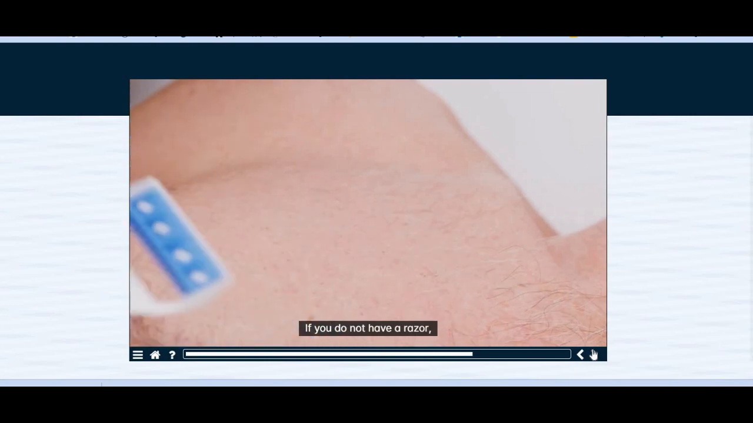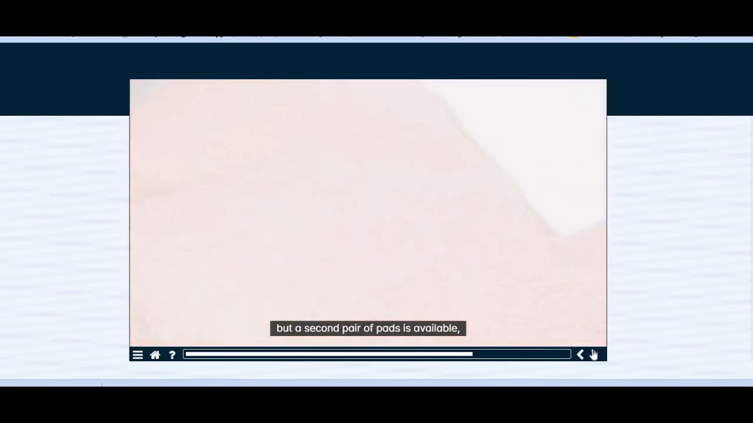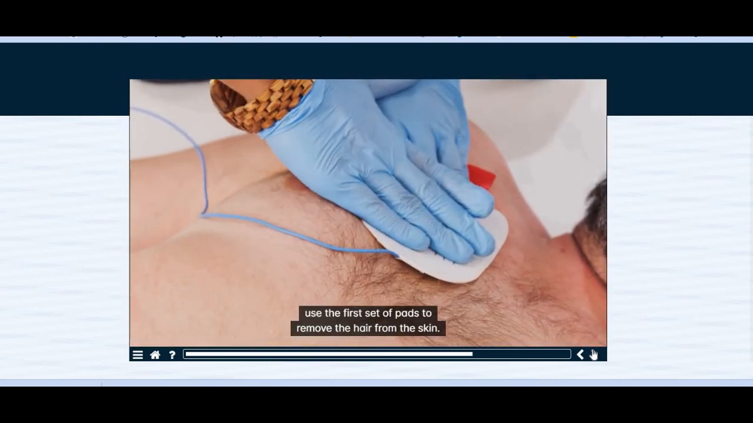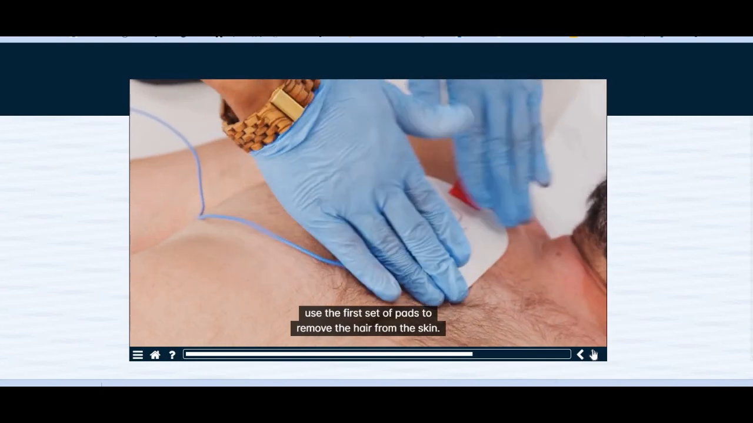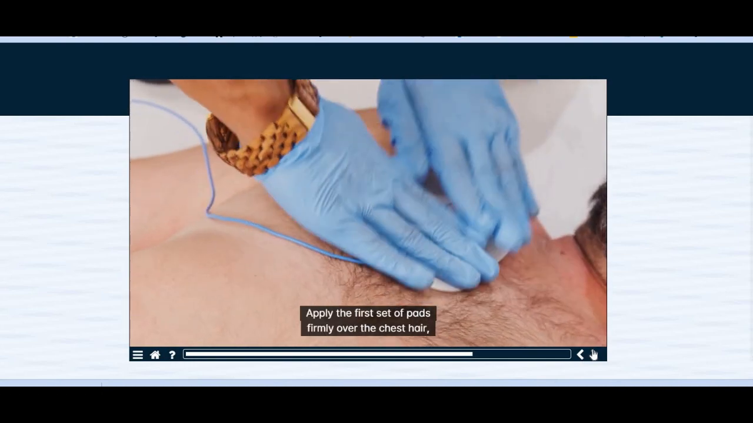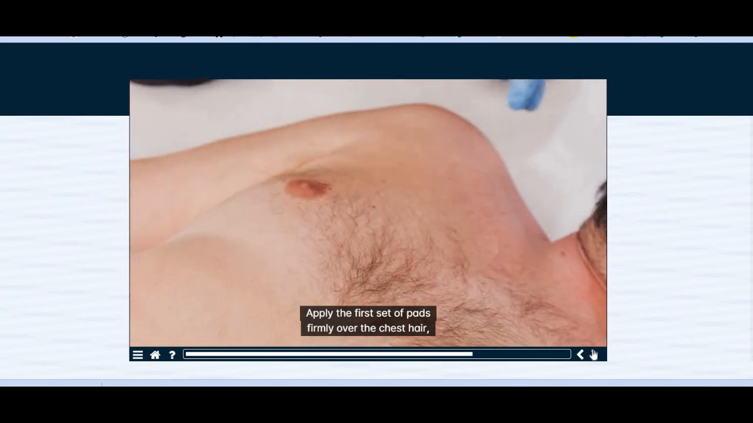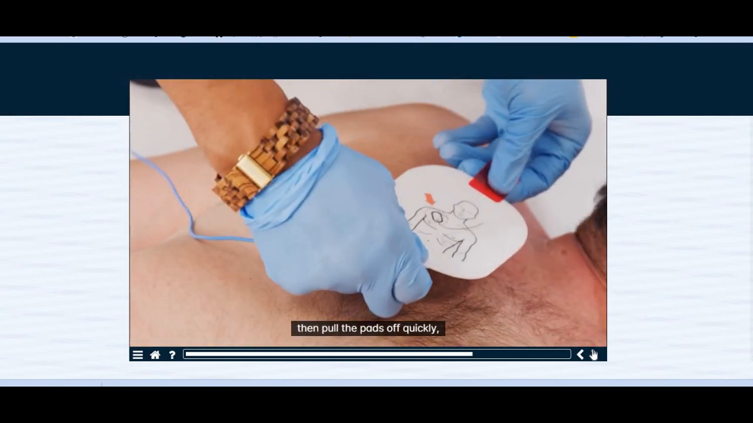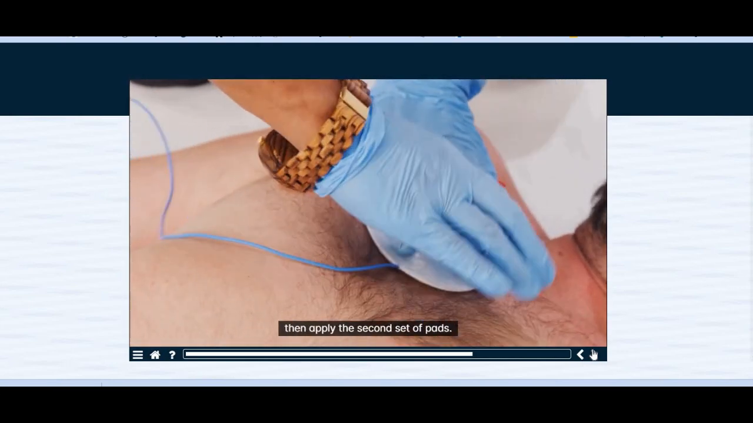If you do not have a razor, but a second pair of pads is available, use the first set of pads to remove the hair from the skin. Apply the first set of pads firmly over the chest hair, then pull the pads off quickly. Then apply the second set of pads.